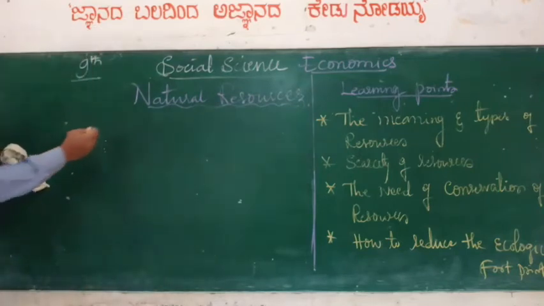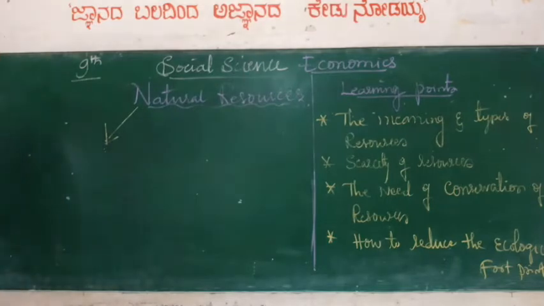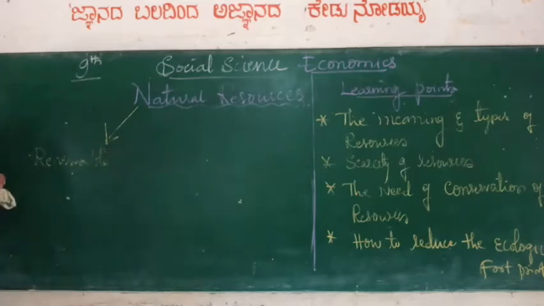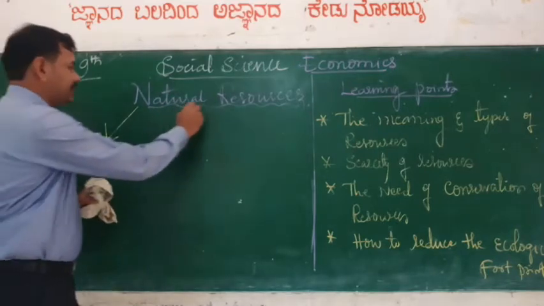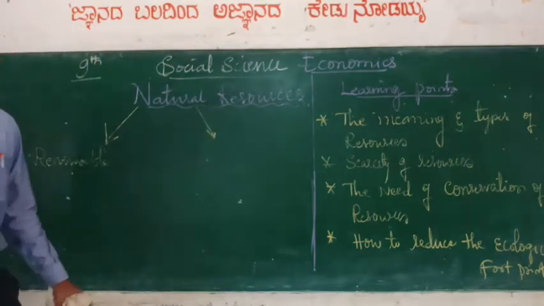See, there are 2 types of natural resources. The first is renewable resources. And what is the second? It is non-renewable.